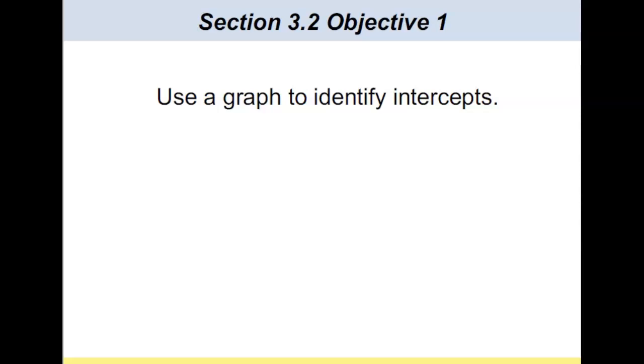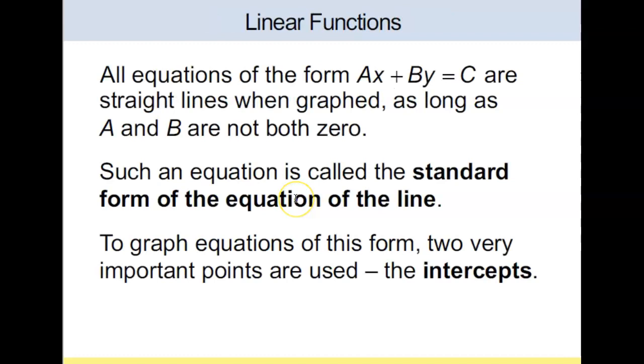Today we're going to talk about using a graph to identify intercepts. Intercepts are a point at which a curve, or in this case we'll be talking about lines specifically, crosses either the x-axis or the y-axis. Where a line crosses the y-axis, we call that the y-intercept. Where a line crosses the x-axis, we call it the x-intercept.